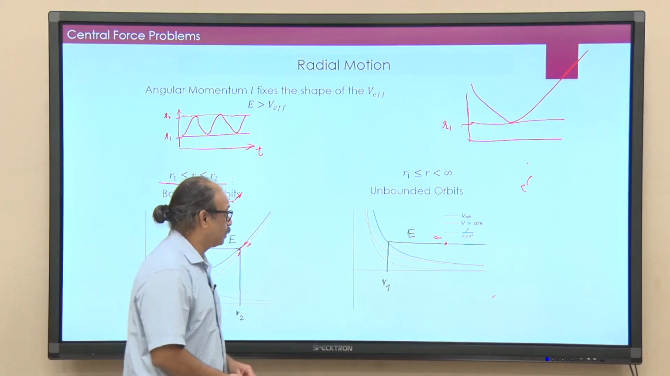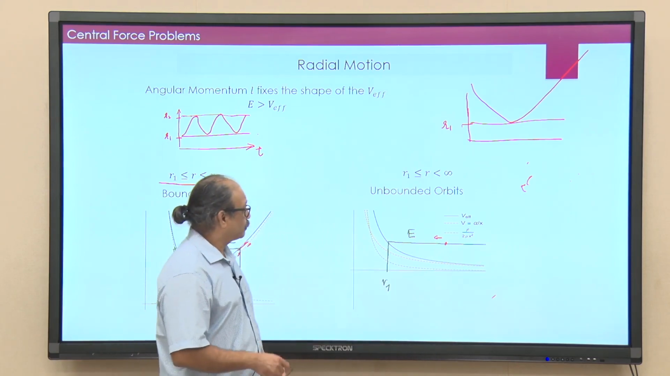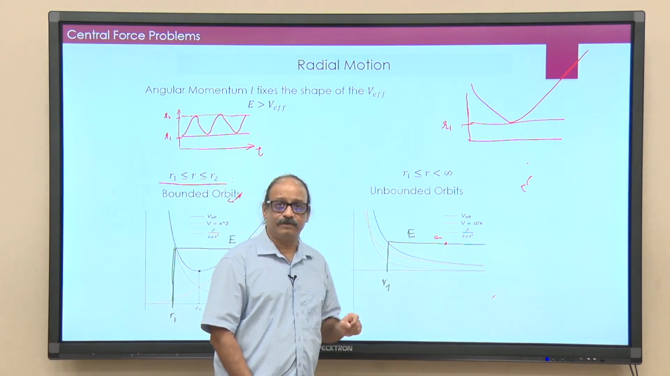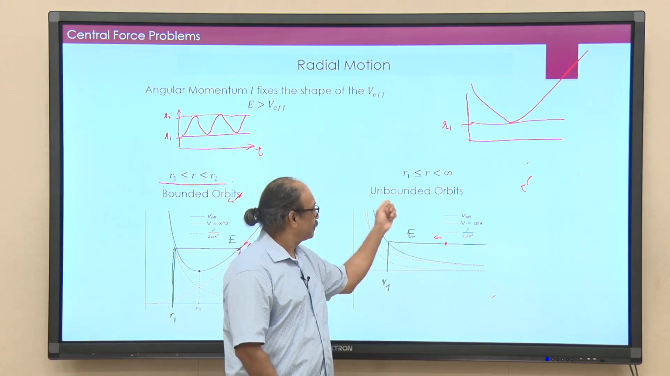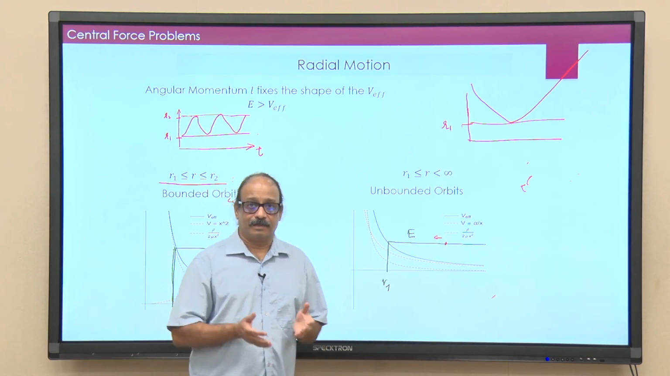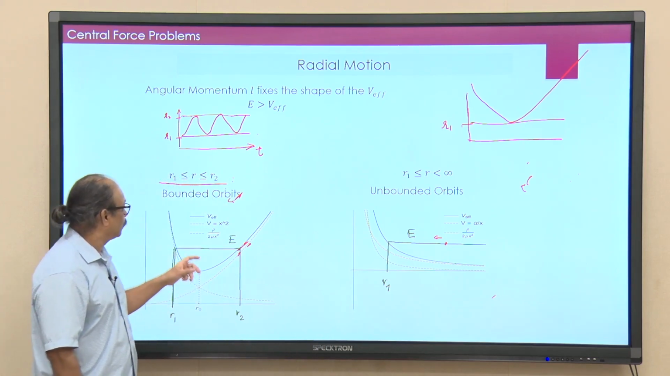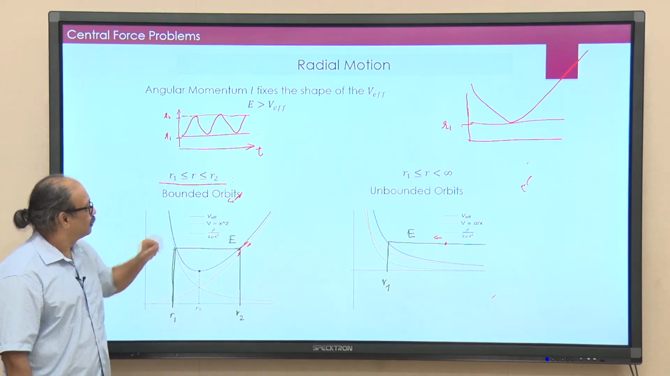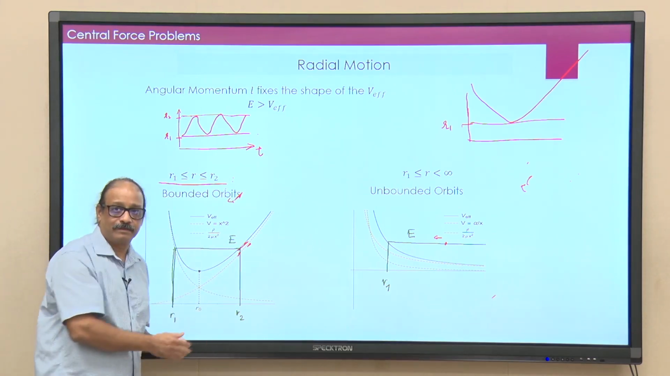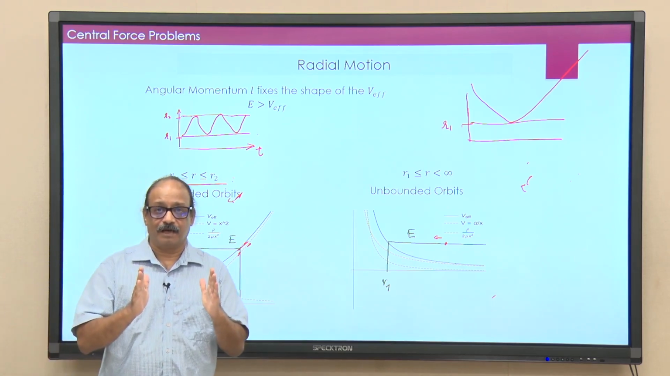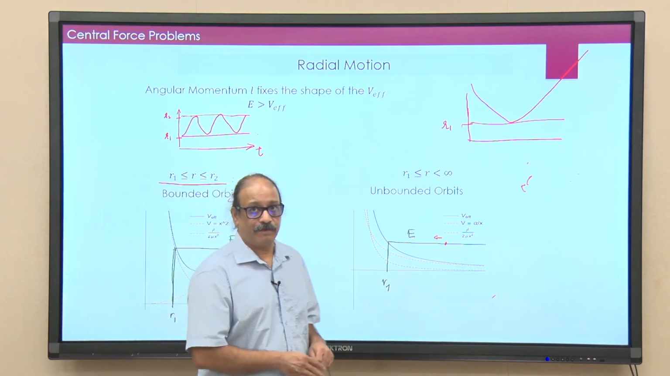There is no second turning point. So, the particle goes all the way to infinity, and it does not matter where you start this motion from, eventually the particle will go to infinity, and that is why they are called unbounded orbits, because the particle flies off to infinity, the curve extends all the way to infinity. As opposed to this one here, these will be called bounded orbits, because the particle always remains between these two limits r1 and r2.